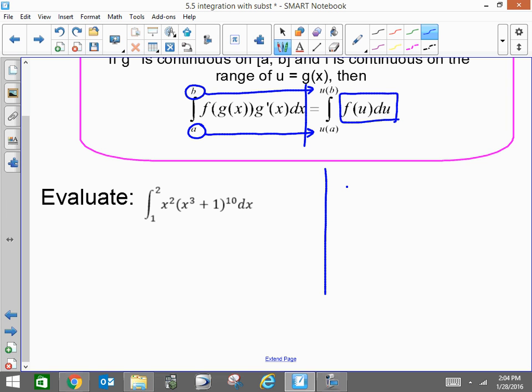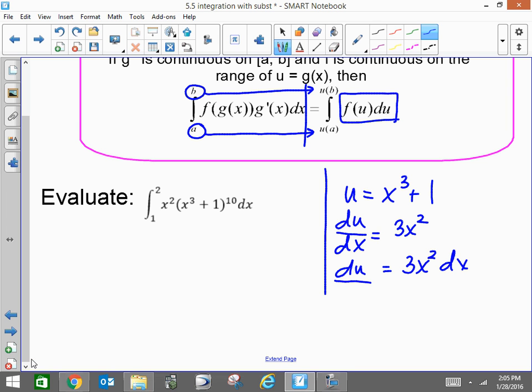So what do you think about u, Charlotte? What do you think it should be? Yes, and if you're thinking ahead, you're going to get 3x squared-ish, and you've got the x squared sitting there, so that's good news. That should work. That is 3x squared. I don't have the 3, so I'll get rid of that. So what's that? 1/3 du. Okay, so here I go.